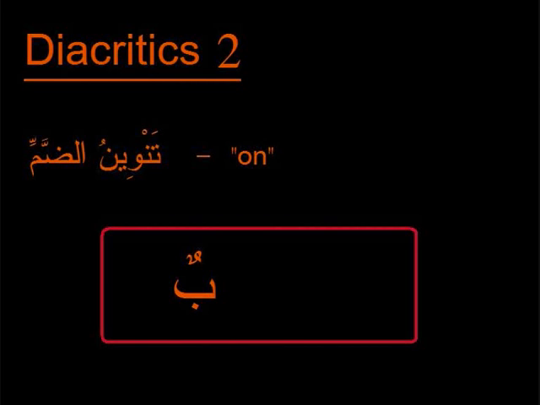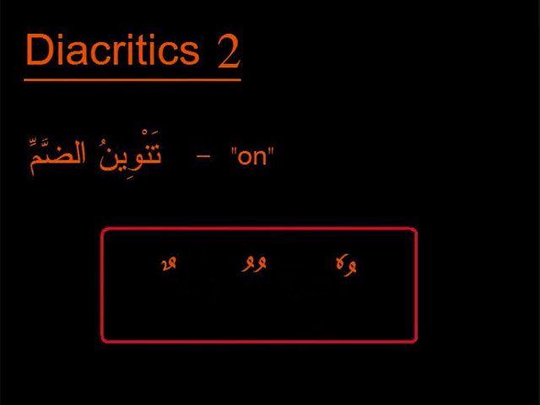Finally, we arrive at the Dhammah. So let us take Ba and place above it two Dhammah, or the tanween, and we should get Bun. Again, note that it is not Bun. You have to shorten the sound to get Bun.